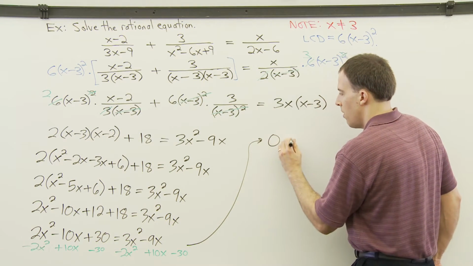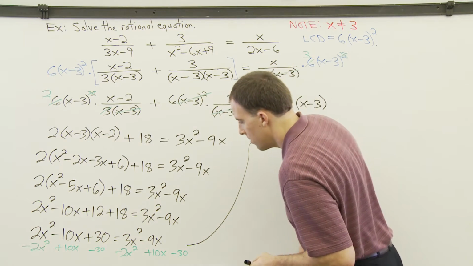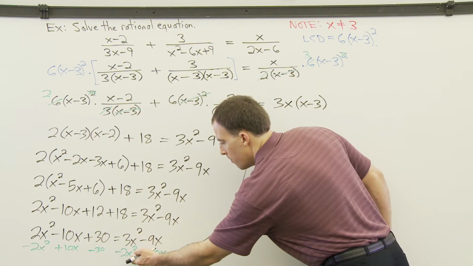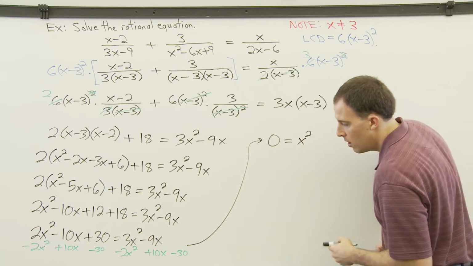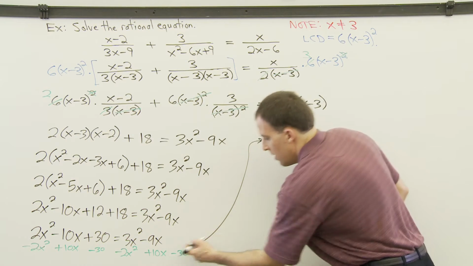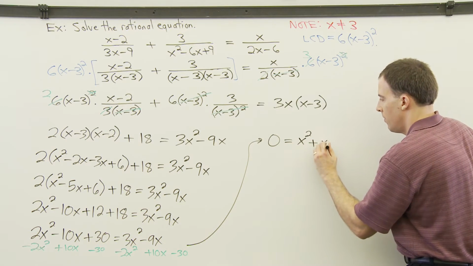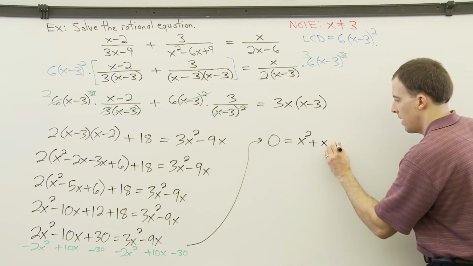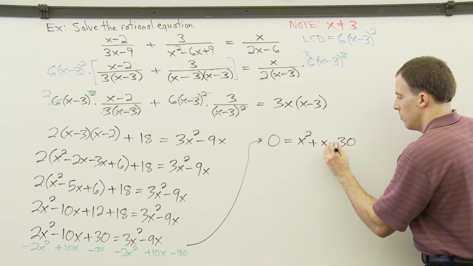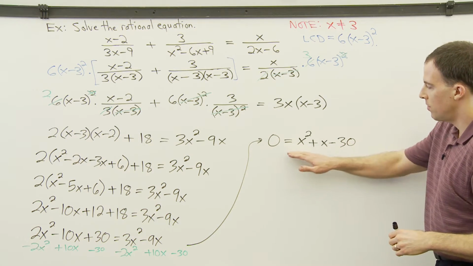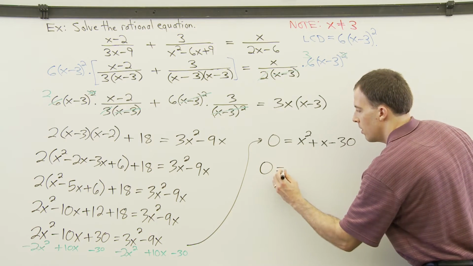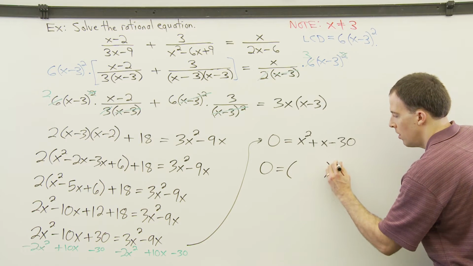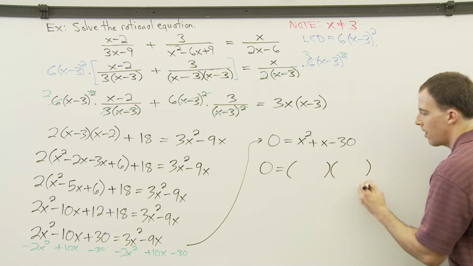So therefore, we got 0 on the left. Every term has been moved over to the right. And then we got 3x squared minus 2x squared, which is just 1x squared on the right side. Negative 9x plus 10x is plus x, and then a minus 30, or a negative 30. Okay. So the equation is now set equal to 0. It's a quadratic, which means we've got to try to factor the trinomial here, and then set each factor equal to 0. This is solving by the zero product rule.